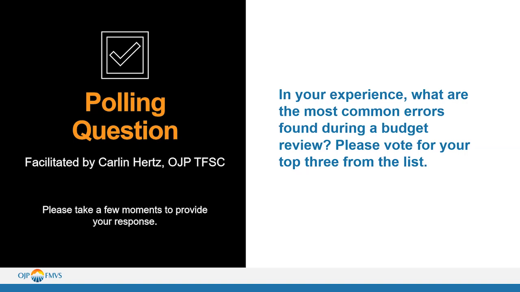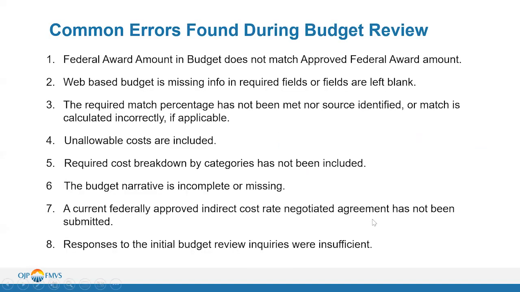So we have: federal award amount and budget does not match approved federal award amount. Web-based budgets missing info in required fields, or fields are left blank. The required match percentage has not been met, nor source identified, or matches calculated incorrectly. Applicable unallowed costs are included. Required cost breakdown by categories has not been identified. The budget narrative is incomplete or missing. A current federally approved indirect cost rate negotiated agreement has not been submitted, or responses to the initial budget review inquiries were insufficient. So you can vote for your top 3.